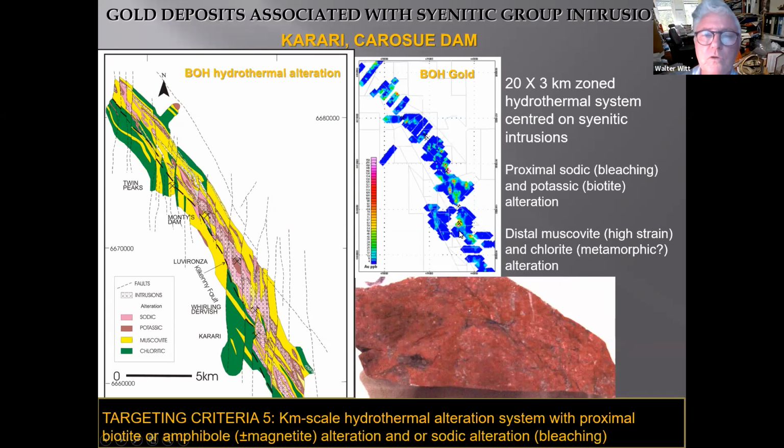Bottom of hole gold in the Carosue Dam basin is shown in this slide here, and the gold anomalies are quite tightly constrained around the deposits themselves.